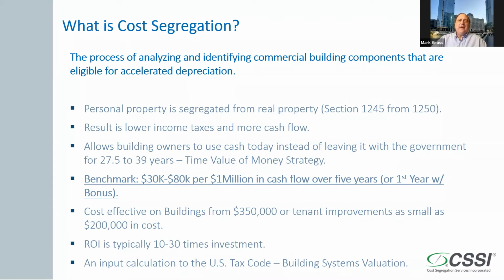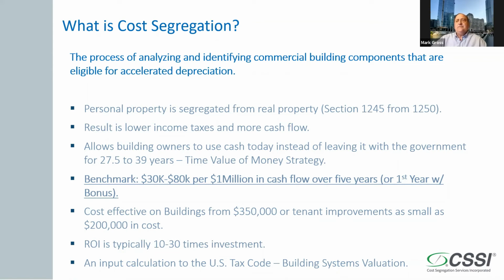So how much can you save on a cost segregation study? Well, the range might be from $30,000 to $80,000 per $1 million in what you paid for the property. And one thing you need to exclude, of course, is whatever the land value is, because land cannot be depreciated. And what we typically say is that we'll do it for buildings which are $350,000 or greater in cost, and also take a look at what the TI, tenant improvements, might be as well.